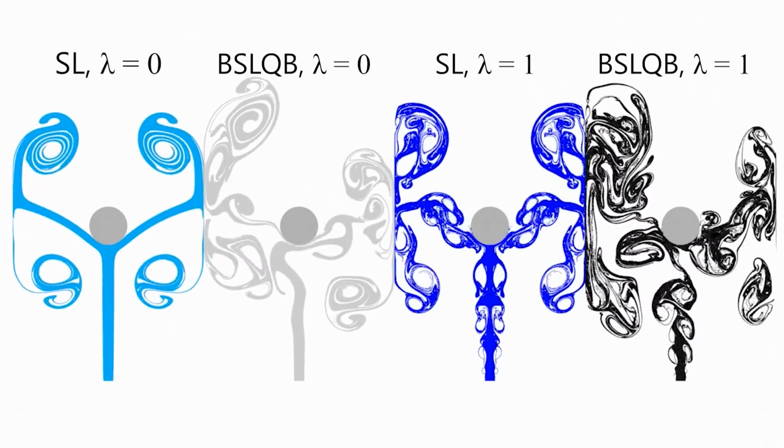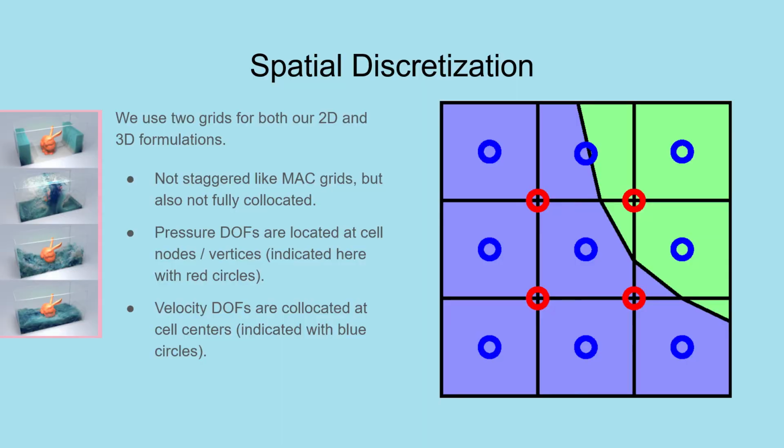Now for the spatial discretization. We use two grids, one for pressure and one for velocity. All components of the velocity are collocated. The pressure and velocity degrees of freedom are not collocated, however, but staggered, as shown in the figure. Pressure DOFs are placed at cell vertices, while velocity DOFs are placed at cell centers. The blue and green regions in the figure indicate the fluid domain and solid regions, respectively.